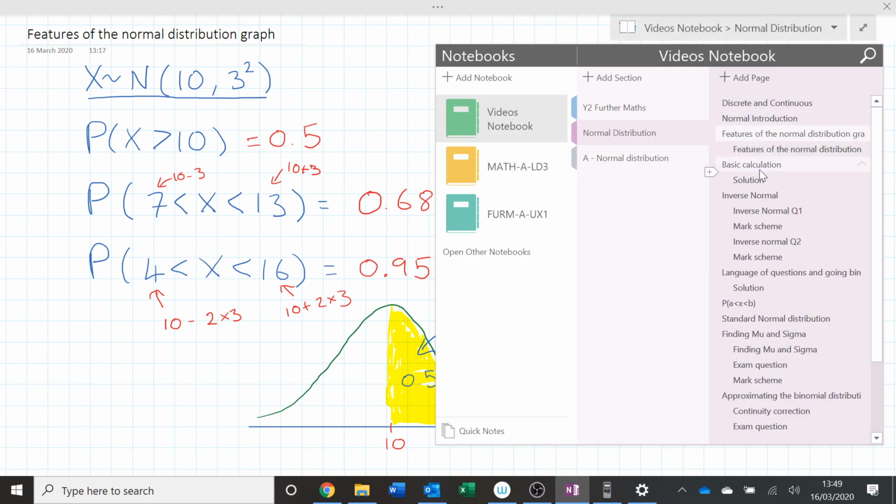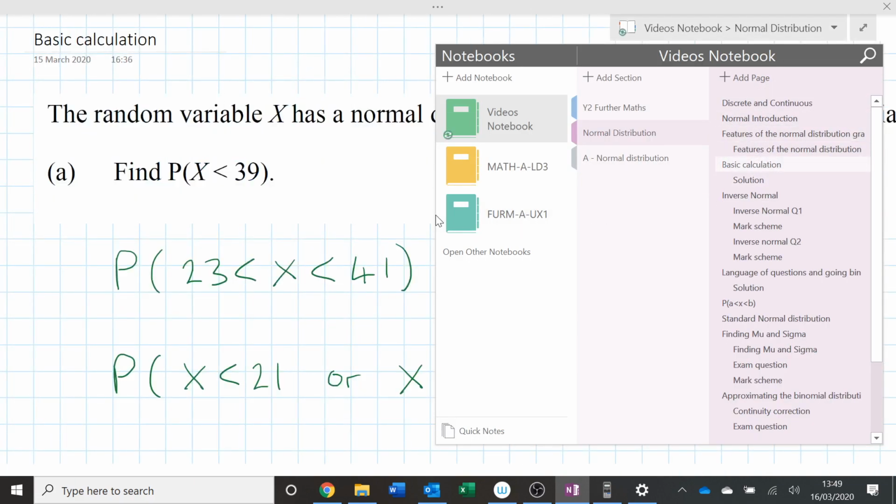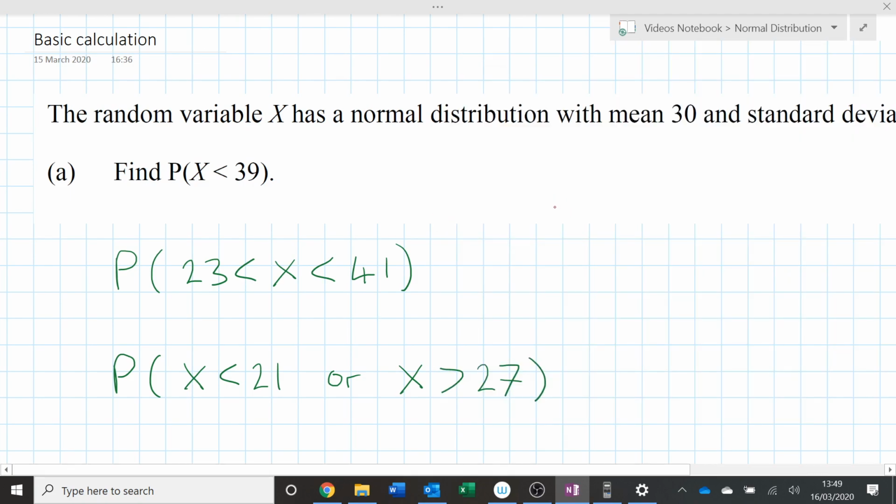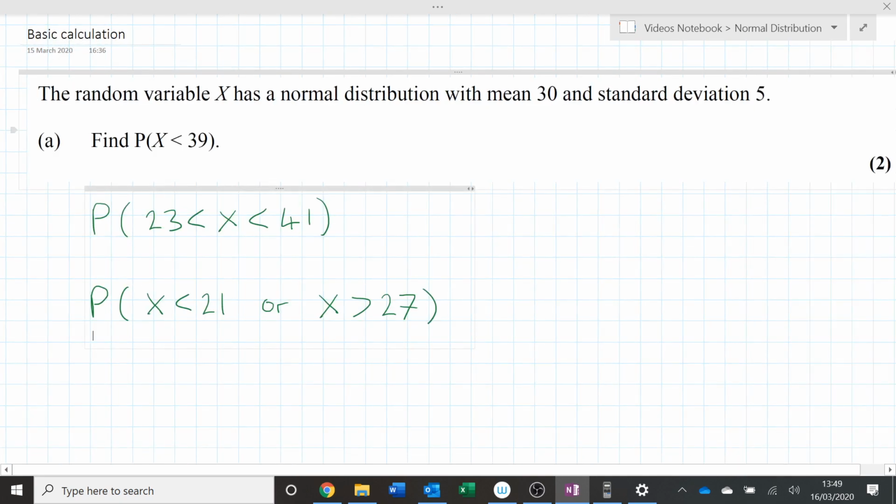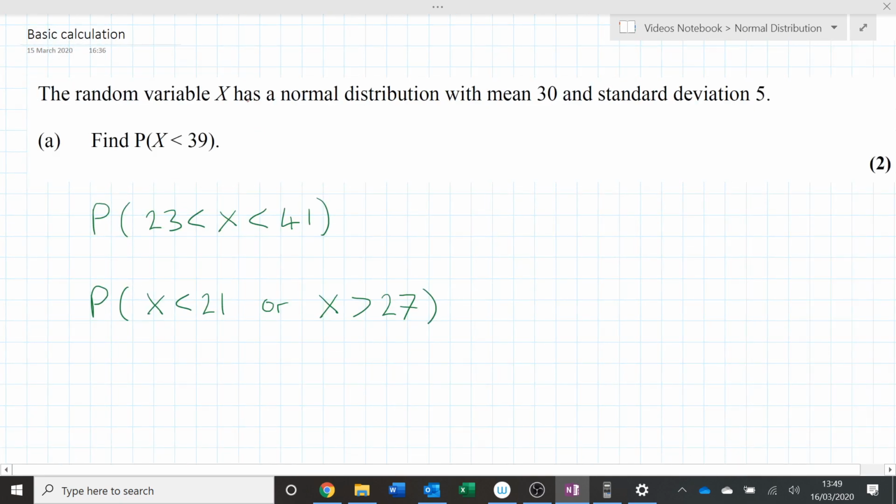Okay, I'm going to now go on to starting some calculations with the normal distribution using a calculator. So, a random variable x has normal distribution with mean 30 and standard deviation 5. So you would quite often see this written, x is normally distributed 30, 5 squared, because the standard deviation is 5, so we want a variance of 5 squared. Probably wouldn't write 25, there's not really much point. Let's leave it as 5 squared because we're just going to be using 5.